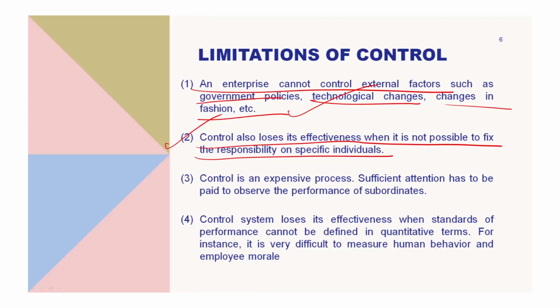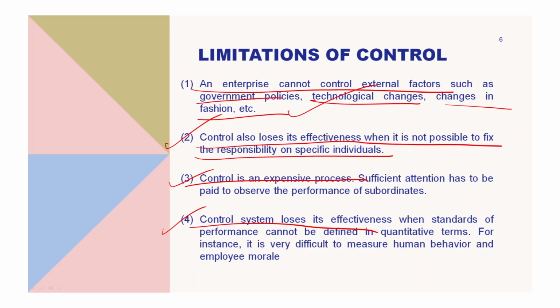Okay. Third one is, it is an expensive process. Expensive means you need to have an expert who can control the activities within the organization. You need to take the remedial action, like going back and reviewing all the plans. So, it will take too much time. Okay. It is necessary, but at the same time it is a very costly process as well.